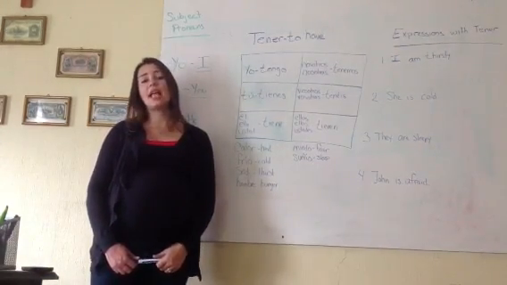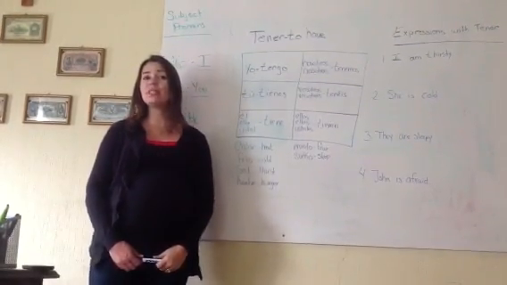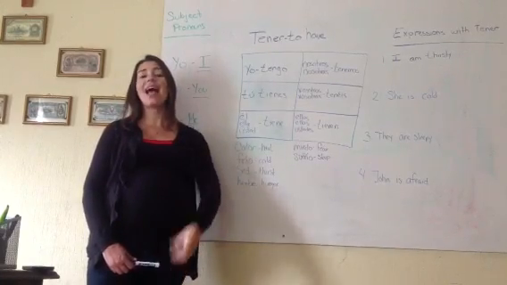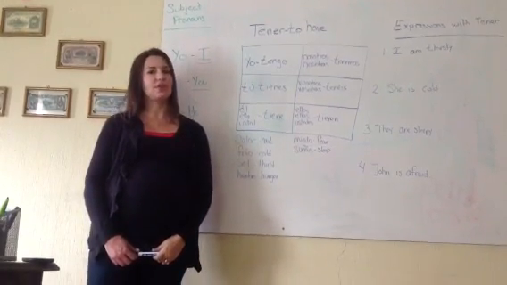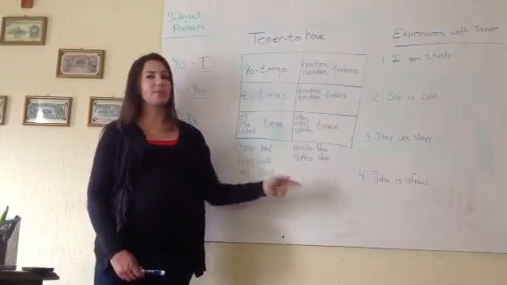In English we say, I'm 35 years old. But in Spanish, you would say, yo tengo 35 años. I have 35 years. There are some other expressions that you can use with the verb tener.